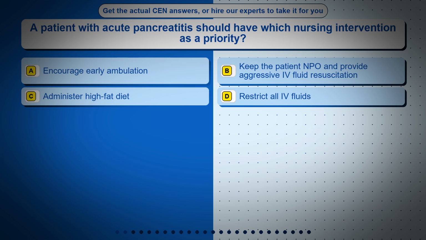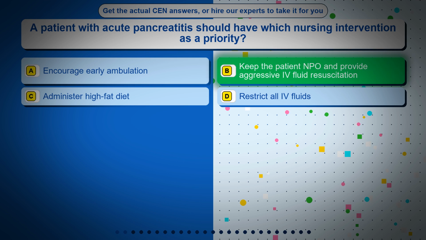Question 2. A patient with acute pancreatitis should have which nursing intervention as a priority? Option A, encourage early ambulation. Option B, keep the patient NPO and provide aggressive fluid resuscitation. Option C, administer high-fat diet. Option D, restrict all fluids. The correct answer is Option B, keep the patient NPO and provide aggressive fluid resuscitation.